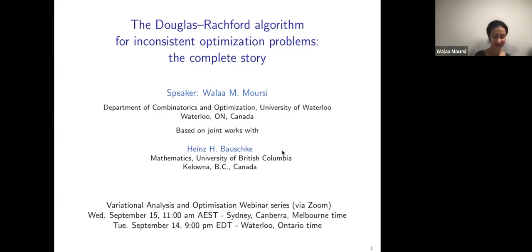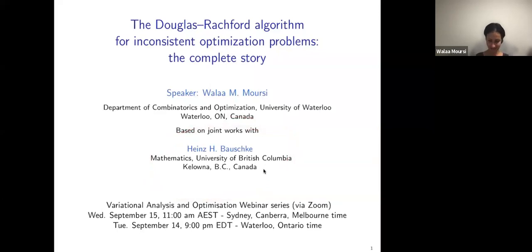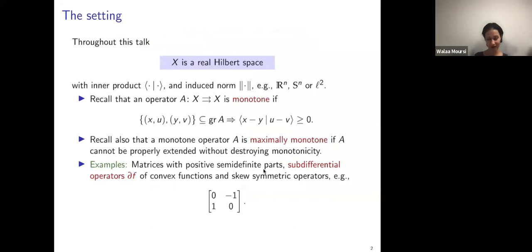So this talk is about the Douglas-Rachford algorithm for inconsistent optimization problems. And I added the complete story. I promise I will tell you at least the complete story for the optimization setting. So what's the deal for inconsistent optimization problems? This is joint work with Heinz Bauschke, whom I assume everyone in the audience knows. In this talk, our setting will be a real Hilbert space, Rn, the space of Sn, little L2, we can allow it.